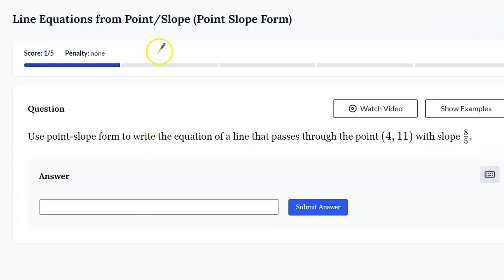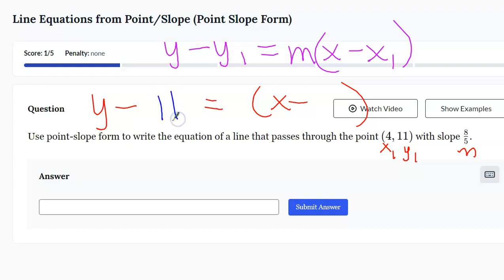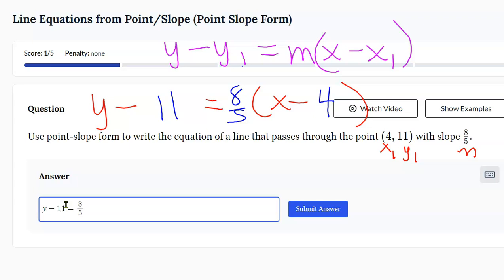Let's try this one more time. Look up the formula for the point slope equation. And then don't forget that there are some parts that are permanent, these parts, and some parts that need to be filled in. So I'm going to look at the information, label it up, and put it in the right places. So it looks like my y1 is 11, my m is 8/5, and my x1 is 4. And I don't have any double minus signs in a row, so I'm going to type exactly what I see. Y minus 11 equals 8/5, parentheses, x minus 4, parentheses.